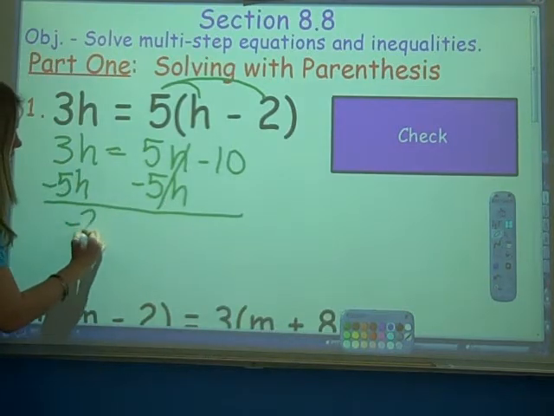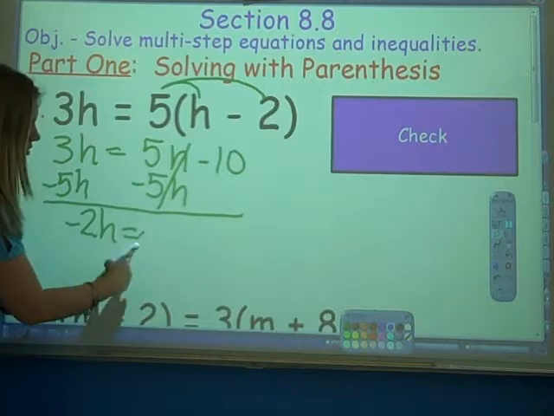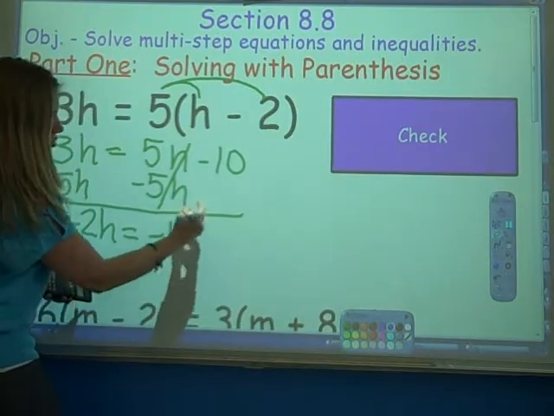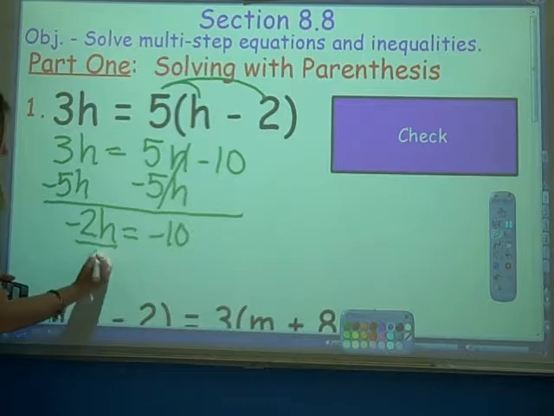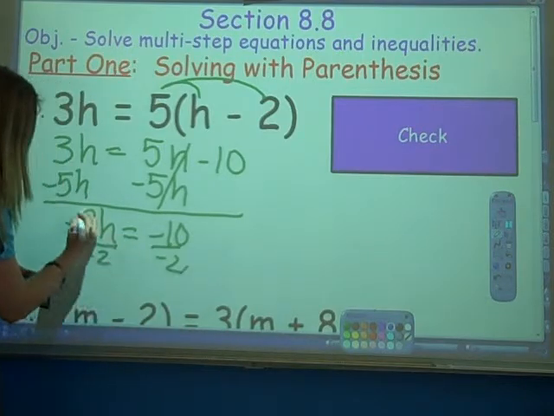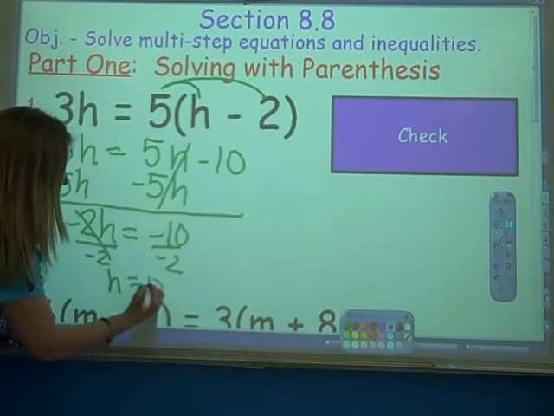3h take away 5h is negative 2h. Still bring down my equals. Negative 10 over here. Don't drop your subtraction symbol. Divide both sides by negative 2. h will equal positive 5.